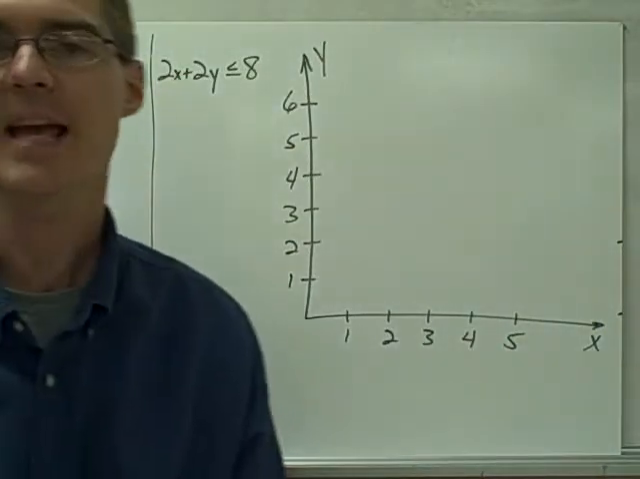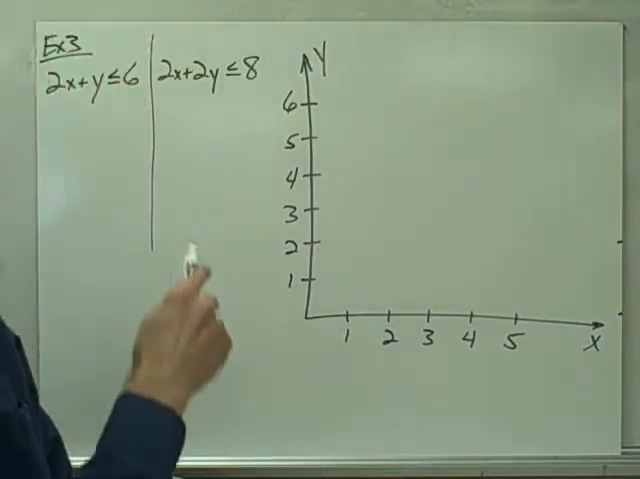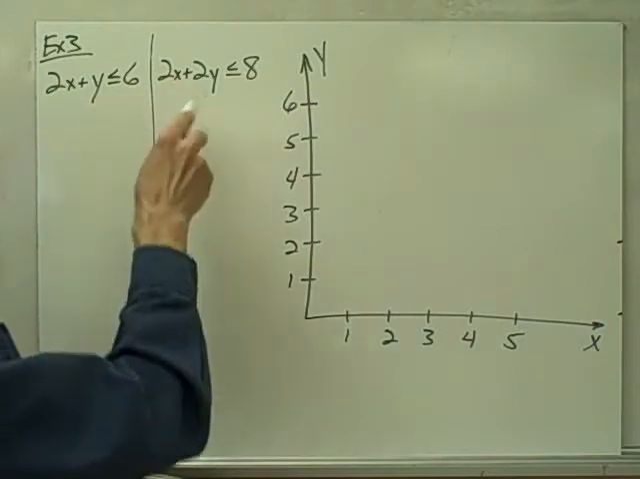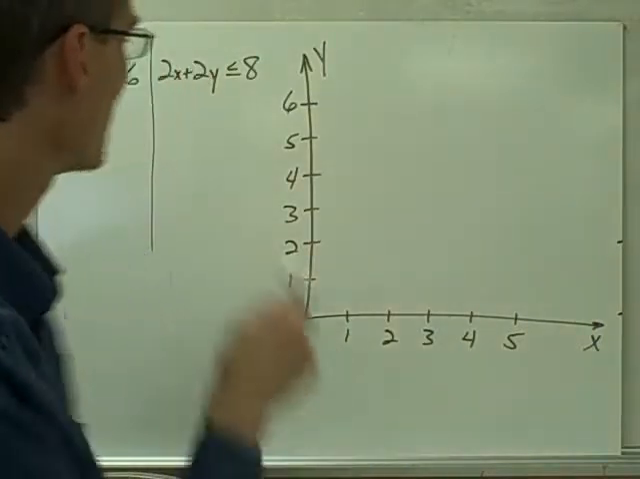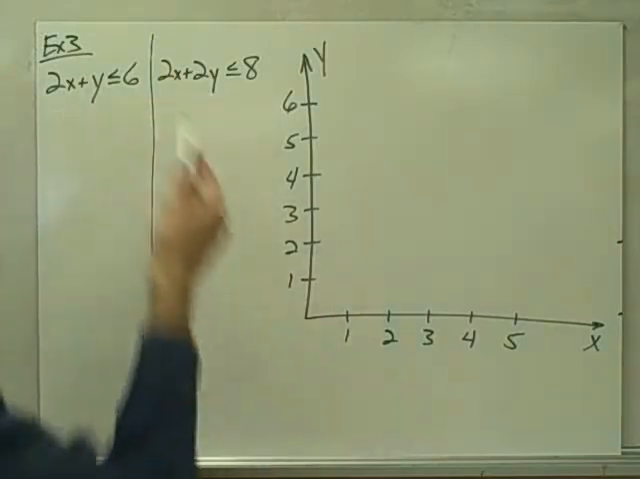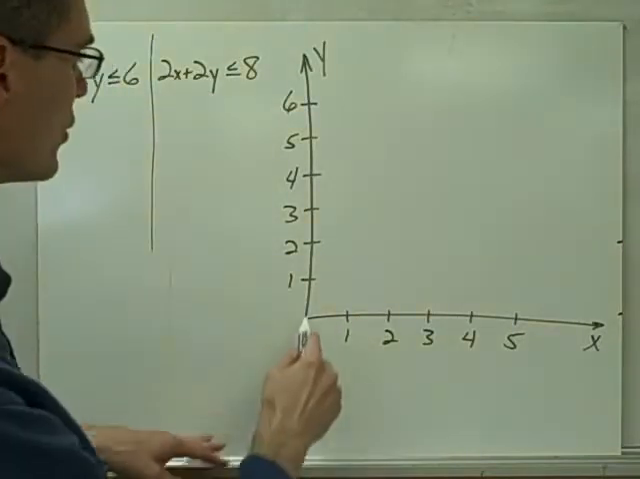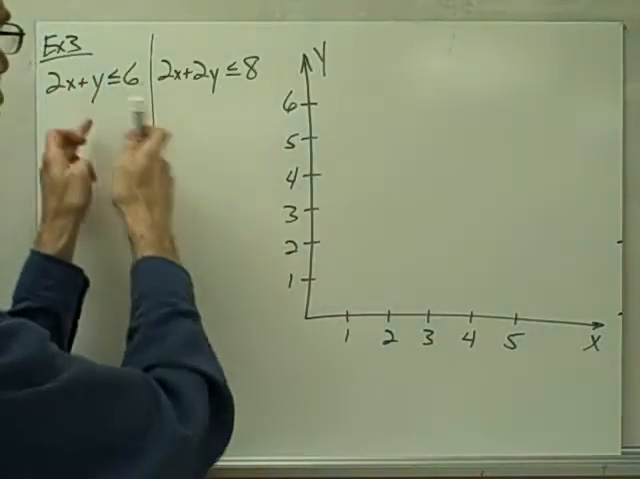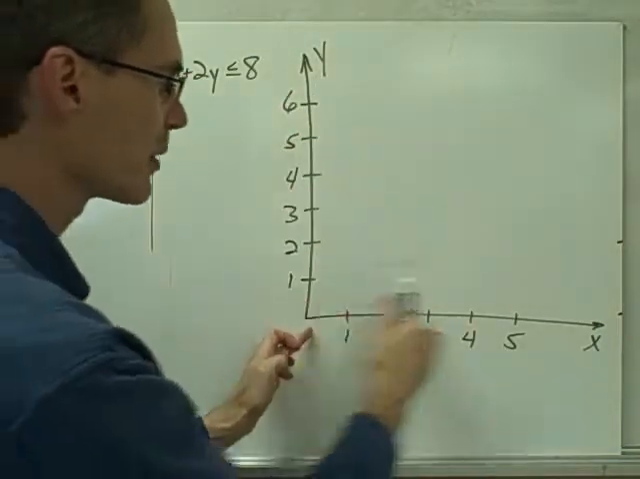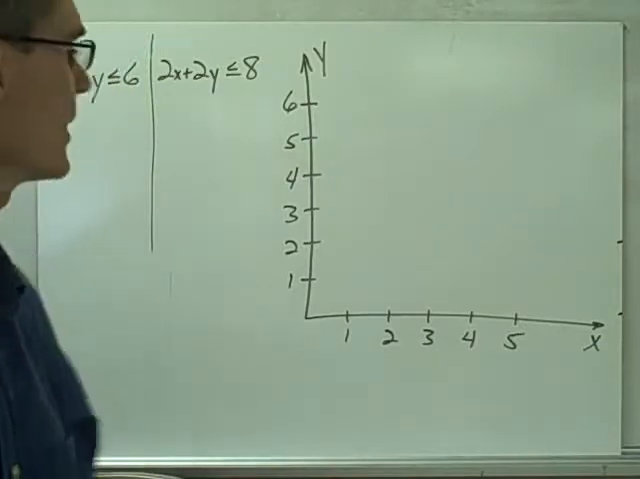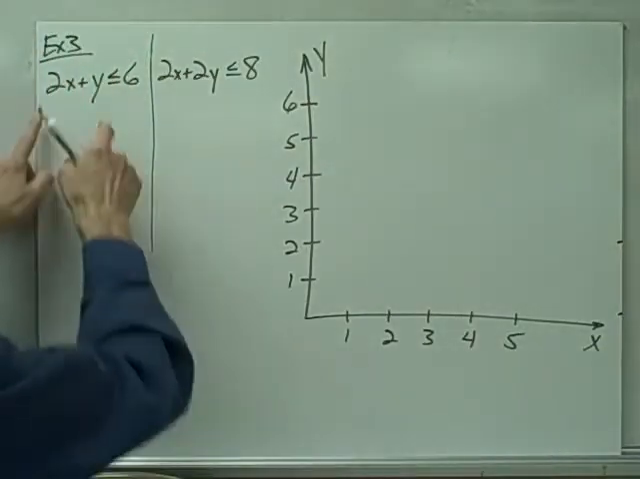Okay, this last example we're going to do a little bit differently in that I'm not going to put these equations in the slope-intercept form before I graph them. I'm just going to graph them in this form. And the way I'm going to do that is, for each one of these inequalities, I'm not only going to graph the y-intercept, but I'm also going to graph the x-intercept. So let's start with this one.